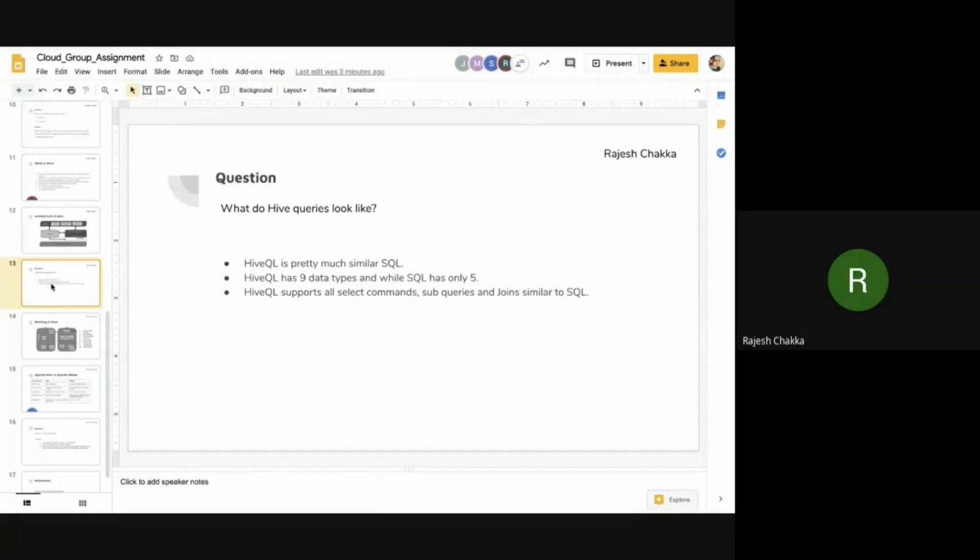Moving on, the question: what do Hive queries look like? I already told that HiveQL is pretty much similar to SQL. There are a few differences. HiveQL supports 9 data types while SQL has only 5. And also HiveQL supports all select command subqueries joined similar to SQL.